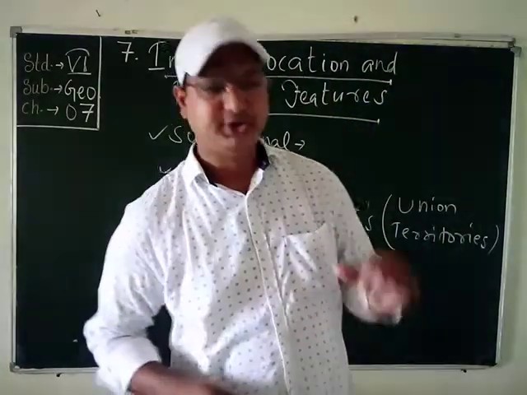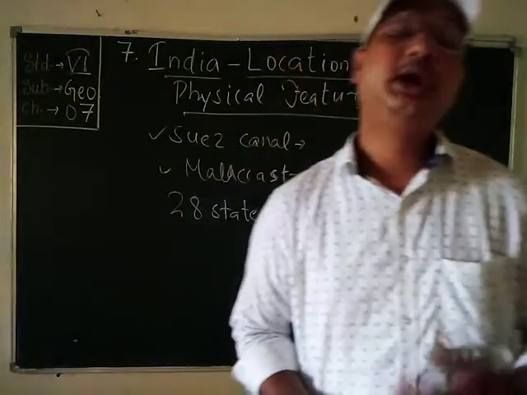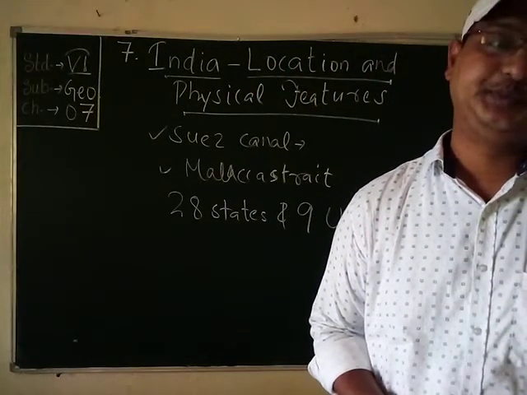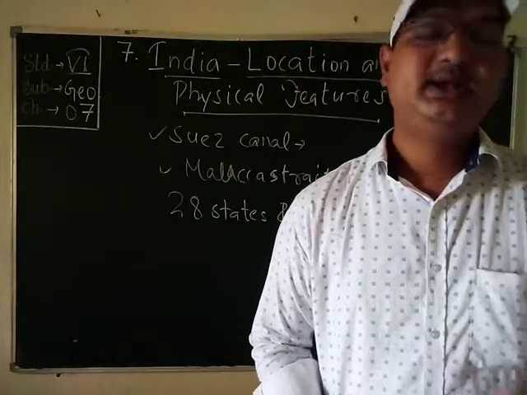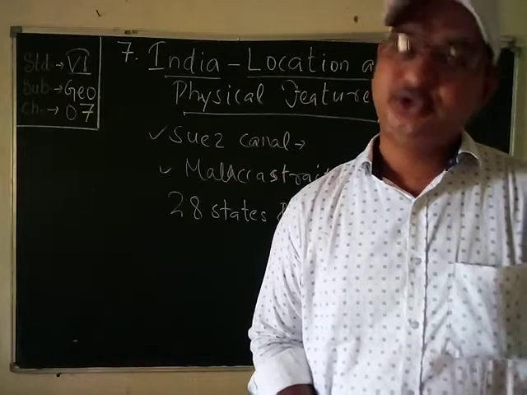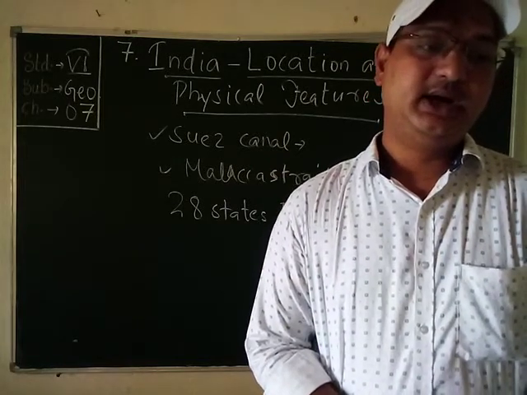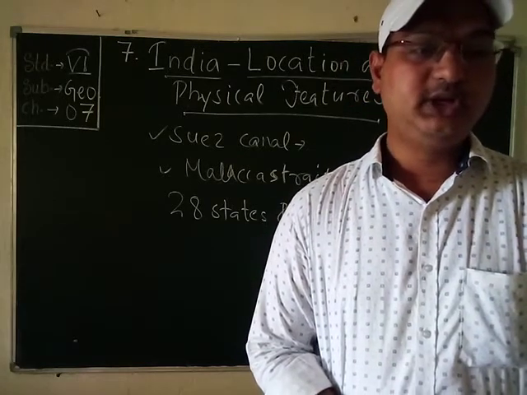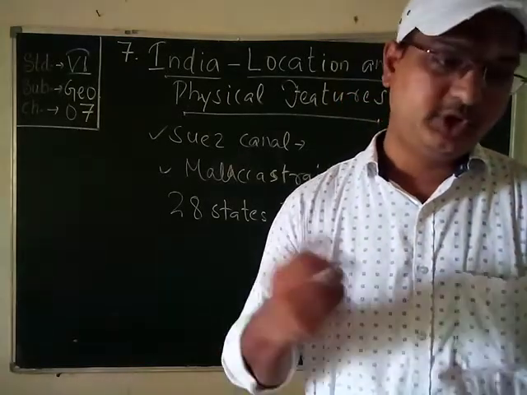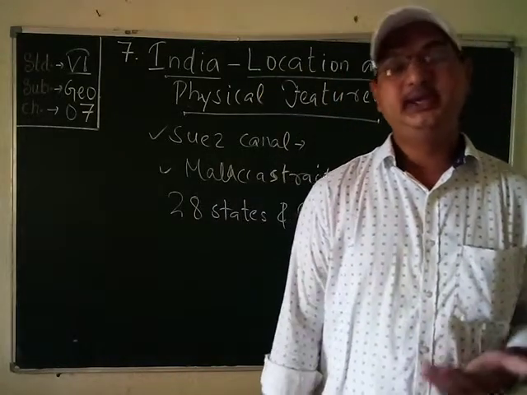What are the union territories, students? The first one is Andaman and Nicobar Islands. Its capital is Port Blair. This is an island. Then the second is Lakshadweep. This is also an island situated in the Arabian Sea. Its capital is Kavarathi. Then, student, next is Puducherry or Pondicherry. Its capital is Pondicherry. Then next UT is Daman and Diu.